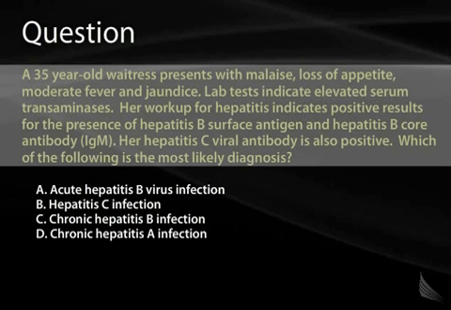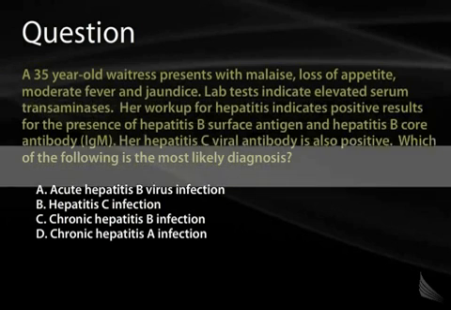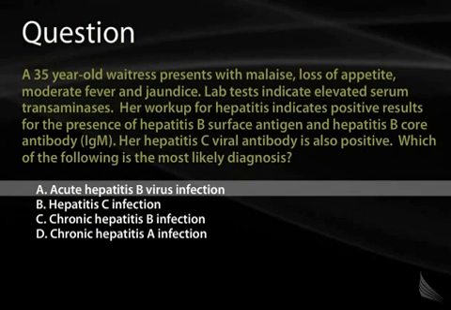So you have somebody who has positive results for hepatitis B surface antigen. So we know they've been exposed to hepatitis B, they have it. They also have hepatitis B core antibody, and so they're mounting a new immune response to it. But they also have hepatitis C antibody. So this is somebody who, by definition, has active hepatitis B. But just because they have antibodies against hepatitis C doesn't mean they have an active hepatitis C infection. And so what we have is acute hepatitis B viral infection.